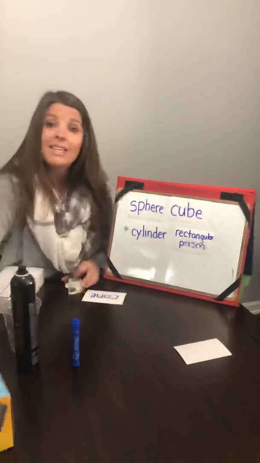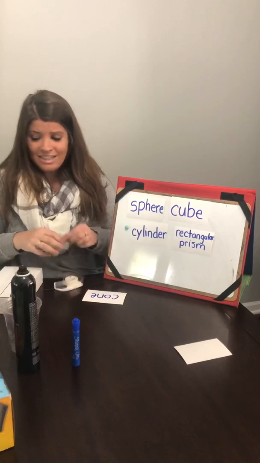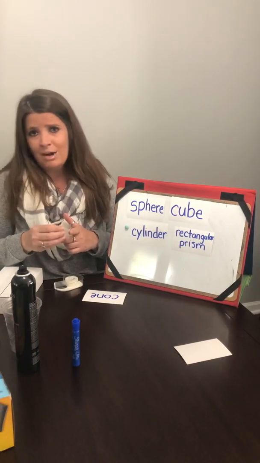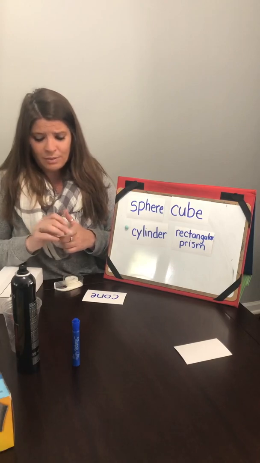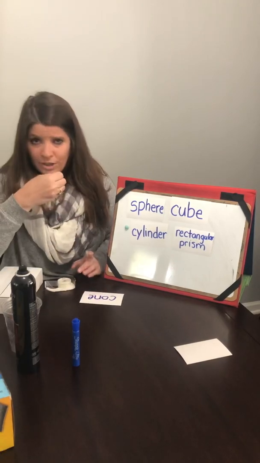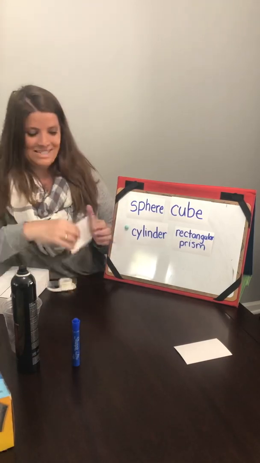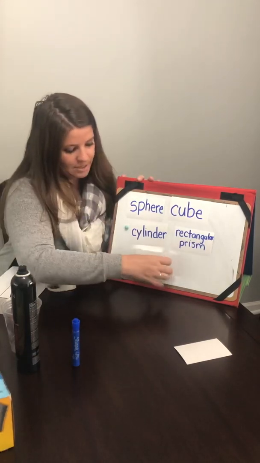All right, Munchkins, last one is a cone. And here's the deal. Miss Lee would love a good ice cream cone right now, but I don't have one. I want everybody right now to practice if you have an ice cream cone in your hand. Yeah, would that be nice? But Miss Lee made us a cone.